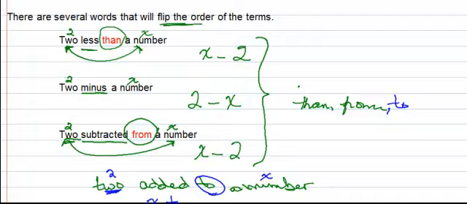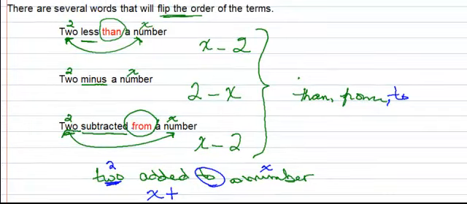So again, it's flipping the order. So the x and then the 2. So this is an extra word that you can add in there. Again, we don't really see it except when it comes to addition. But if we are trying to be precise in our translation, we would want to remember that.